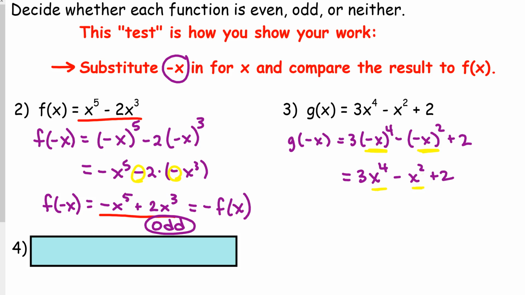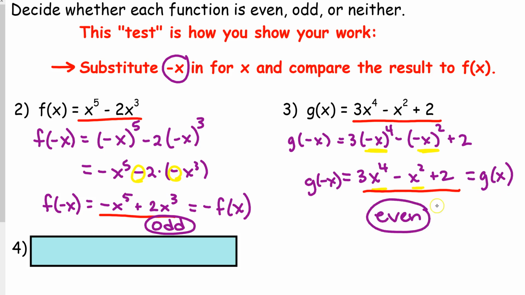So let's compare this, our g of opposite of x, to the original. They're exactly the same. So g of the opposite of x equals g of x. So this is an even function. So you'll want to be able to show the test to prove it as well as draw your conclusion.